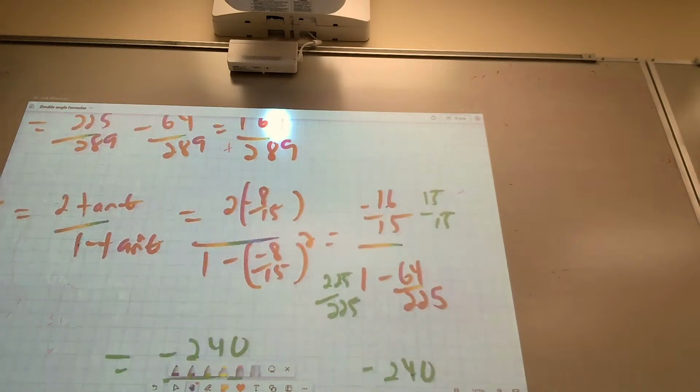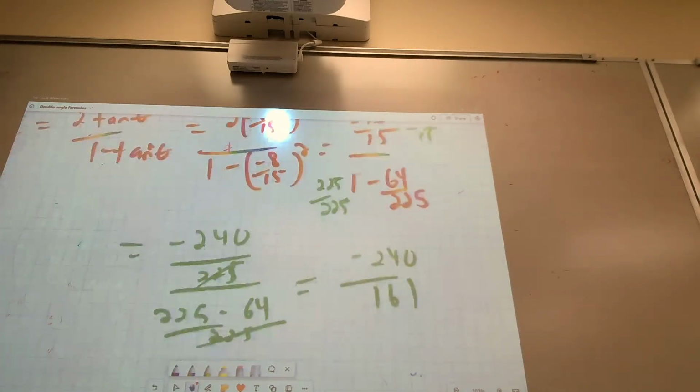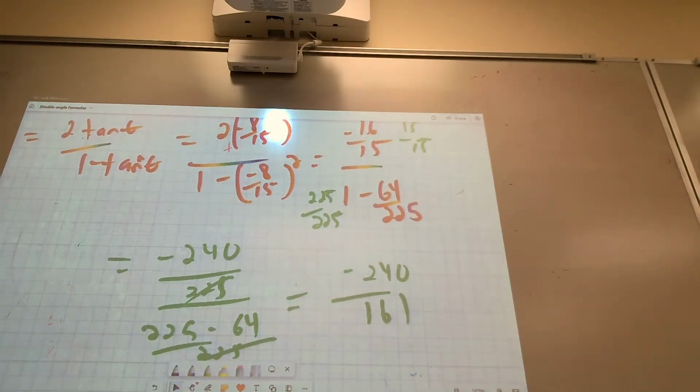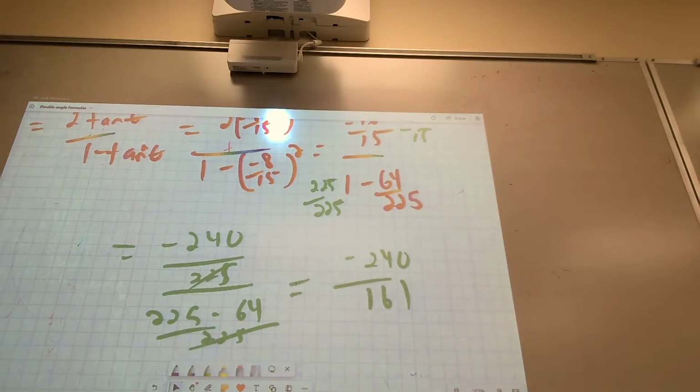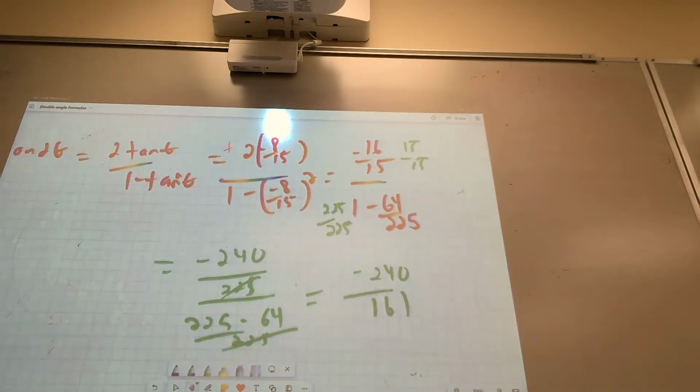225 minus 64 gives you 161. Once you have your same common denominator, you cancel it, so you get negative 240 over 161.